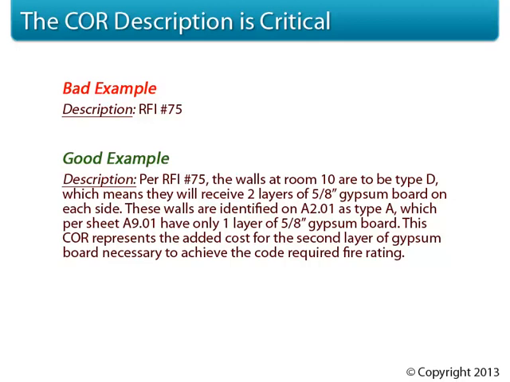In this good example, we've accomplished the 4 key criteria discussed in the last slide. We have stated the problem, that the drawings only show 1 layer but need 2. We've stated the solution, to add a second layer. We've stated the difference between the two. For this example, that's obvious. And by attaching RFI number 75 as backup, the documentation from the design team acknowledging the issue and authorizing the work to proceed has been provided.